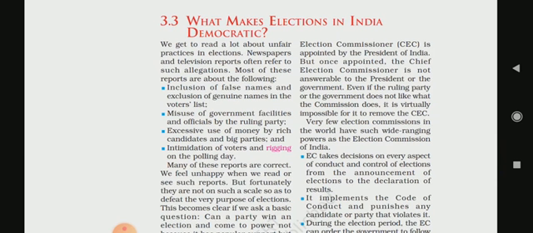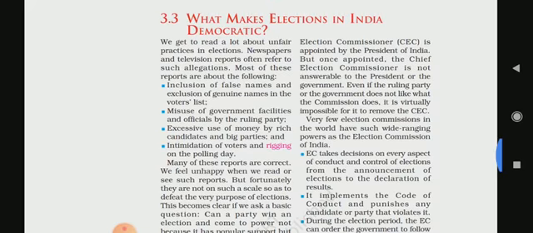Most of the reports about unfair means used are like, first, inclusion of false names and exclusion of genuine names in the voters list. Second, misuse of government facilities and officials by the ruling party, like leaders can be in defense, to officers. Third, excessive use of money by rich candidates and big parties, they buy votes. Fourth, intimidation of voters and rigging on the polling day. So it happens in most of the areas, most of the constituencies, you can see it happens, right?